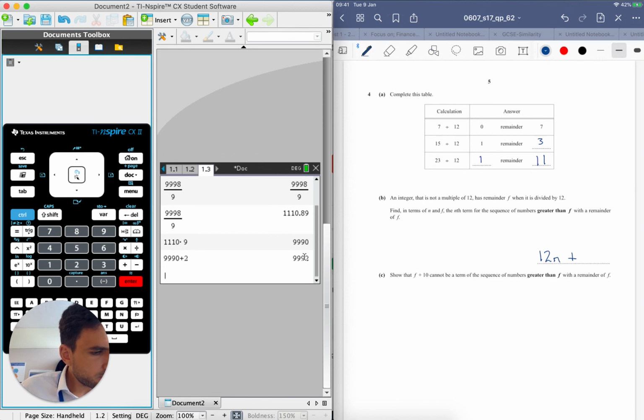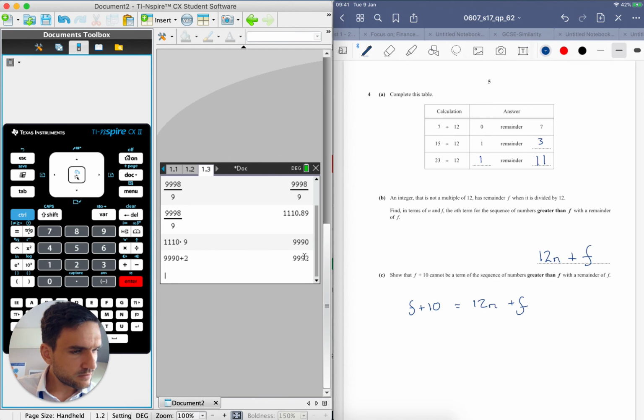Now let's just see if this is going to help us. An integer that is not a multiple of 12 has a remainder of f. Okay, so f is the remainder, so it's going to be all of the multiples of 12 plus that f. Show that f plus 10 cannot be a term in the sequence of numbers greater than f with a remainder of f. Well, if that was the case, f plus 10 would have to equal that expression that I've just figured out, 12n plus f.